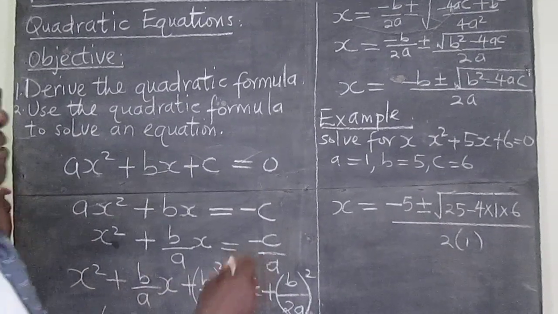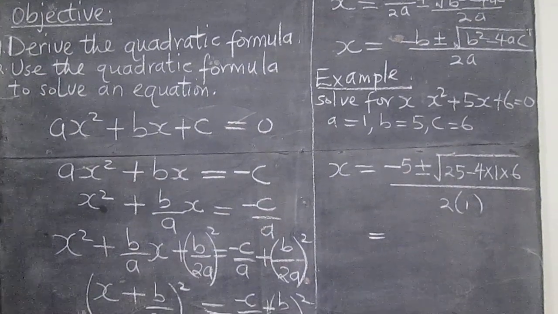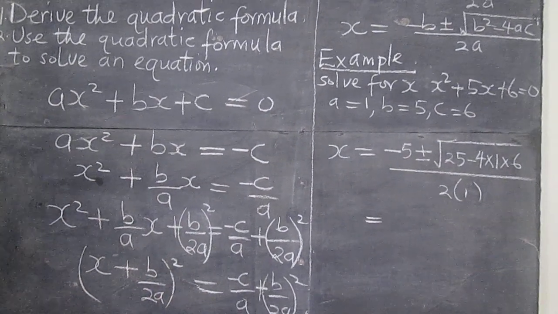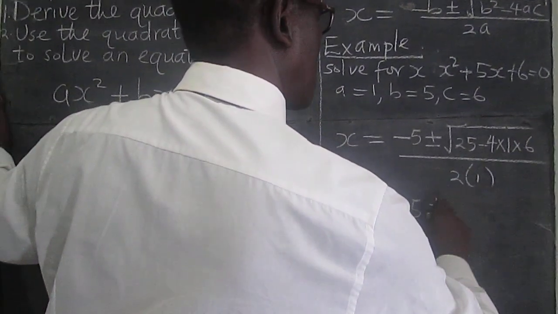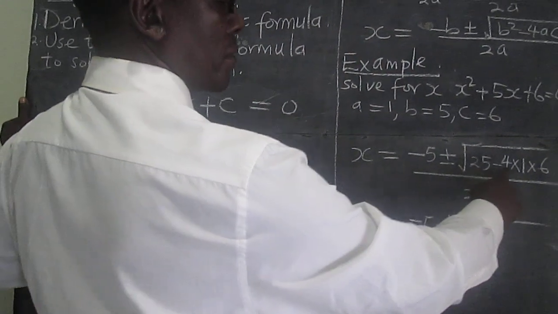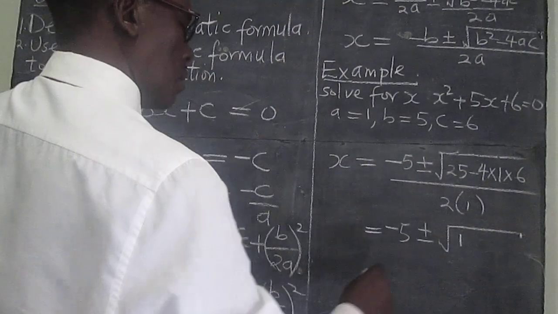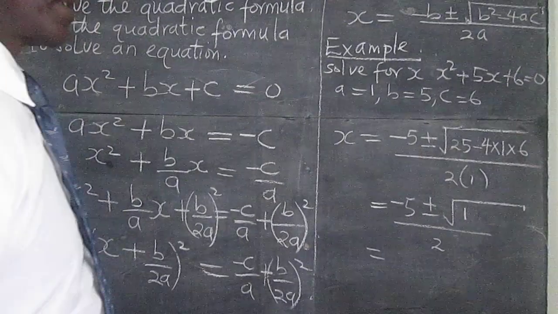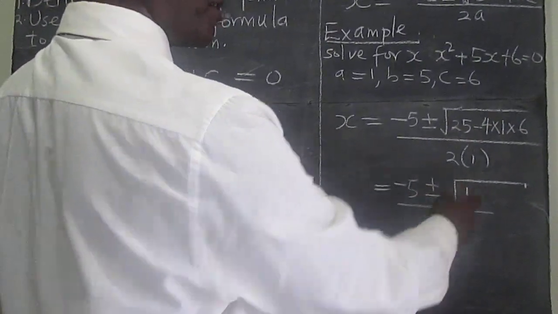We can simplify this further. The values in this question are very straightforward. We may not even need the calculator. So that we have minus 5 plus or minus the square root of 25 minus 24 is 1, over 2. Therefore, x will be minus 5 plus or minus the square root of 1, which is 1, divided by 2.